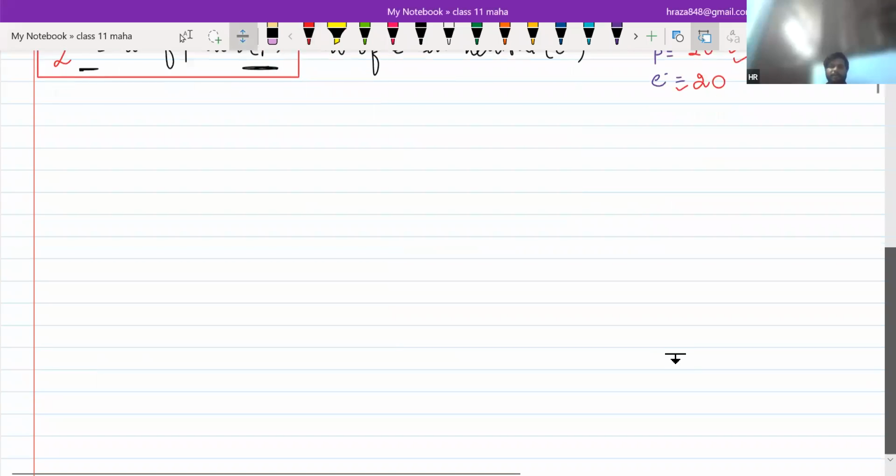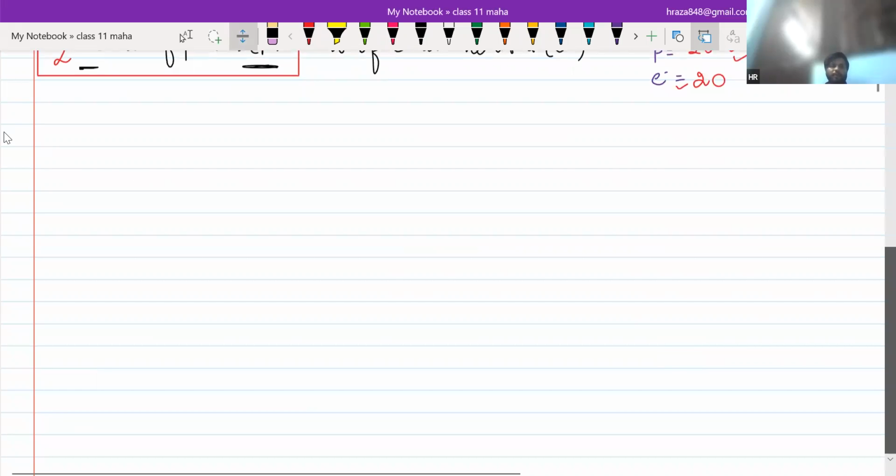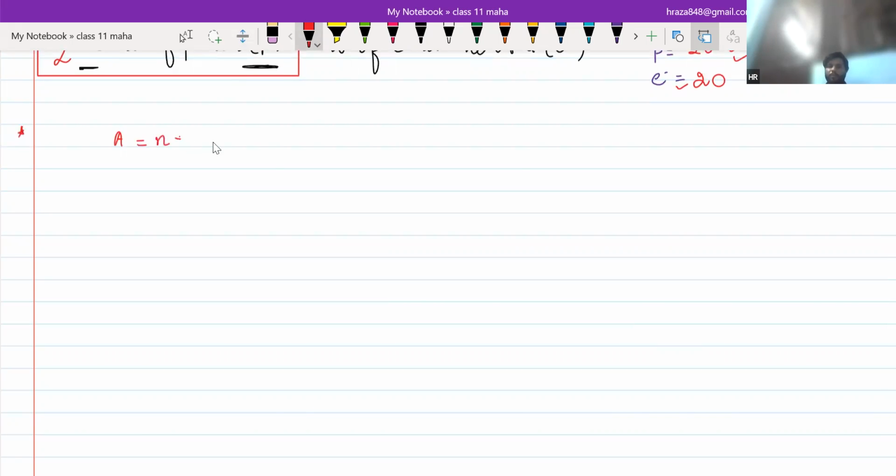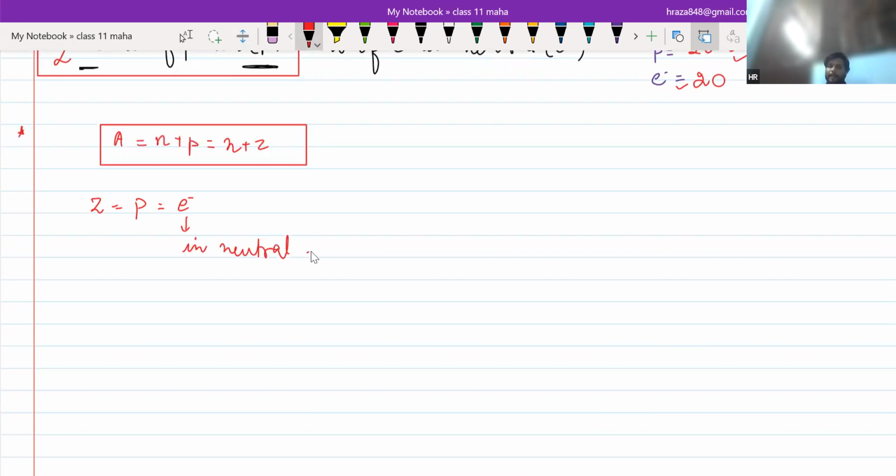So this is very easy. You just need to remember that there is a formula: mass number is equal to number of neutron plus proton, or number of neutron plus atomic number. And atomic number is equal to number of proton and electron in neutral state only. Now I'm going to give you a question: S, 16 and 32, and minus 2. Can you tell me the number of neutron, proton, atomic number, mass number, and electron?